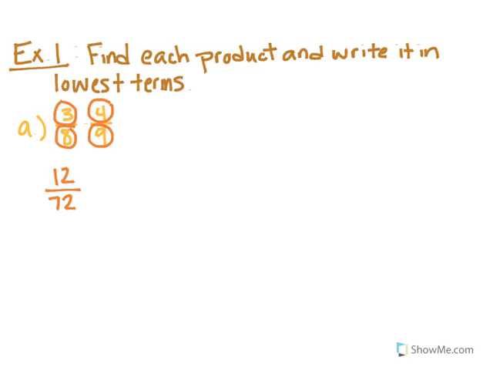Now, I know that they're both even, so they're divisible by 2, but I'm going to use a more sophisticated number, a number that's going to break this down a little bit quicker. And I'm going to divide these numbers by the factor, or the common factor, of 4. 4 actually fits into both of these numbers. So 4 will fit into 12 3 times, and 4 will fit into 72 18 times.